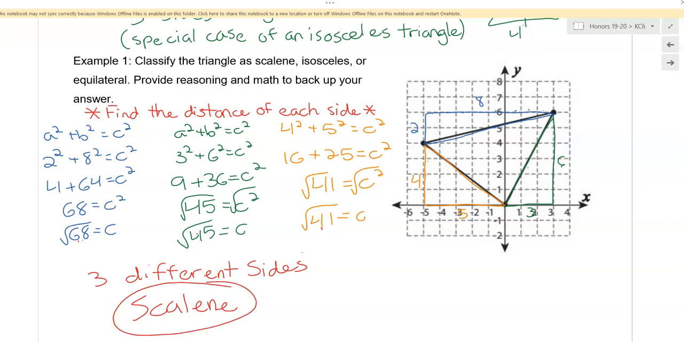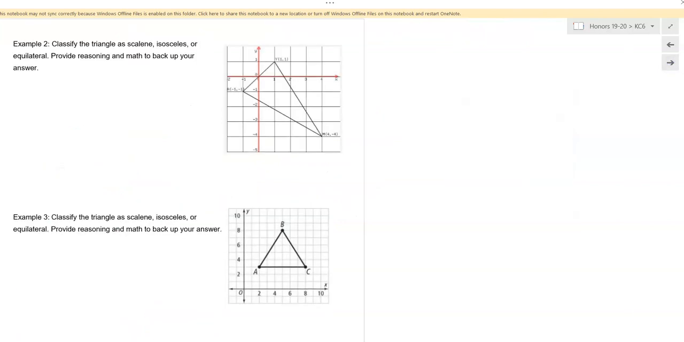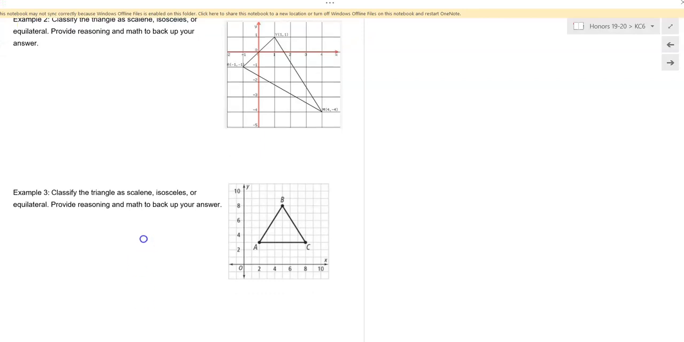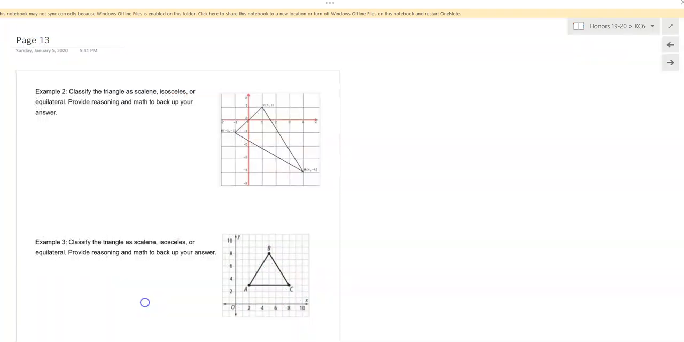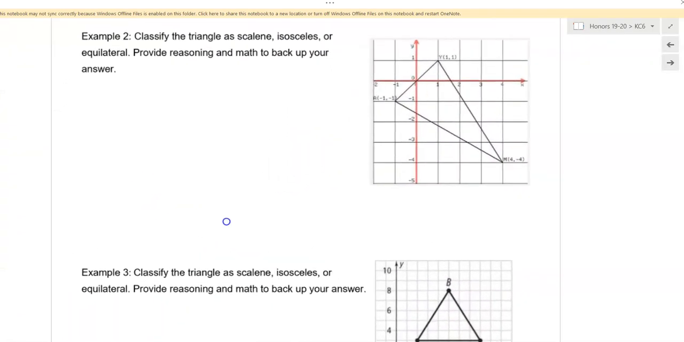And that is it. Pretty simple, right? It's just using our distance formula, which we already know and have practiced a lot. Or our distance formula, which we use as Pythagorean's theorem. All right. Two more examples.